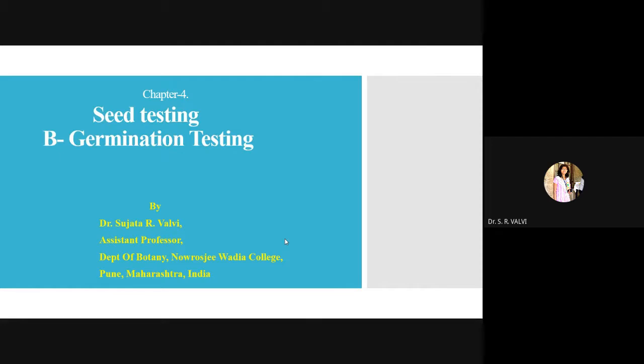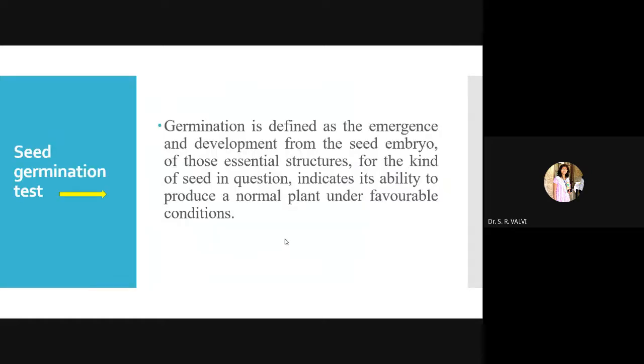So today I'm going to talk about germination testing, seed germination testing. In the previous lecture I discussed moisture testing of seeds, and now it's germination testing. So now see here what happens in germination. Everyone knows, let me take the pen. This is the smaller seed, okay?